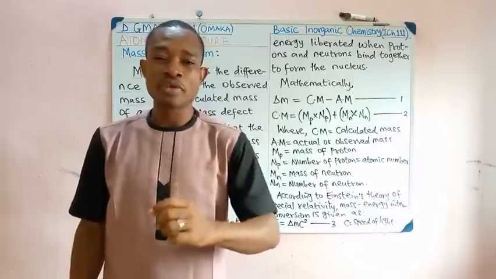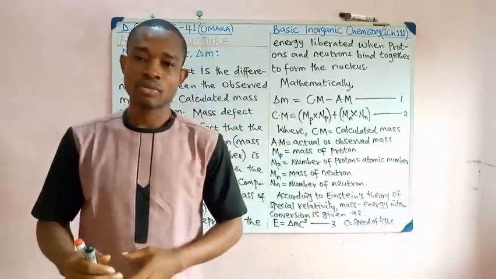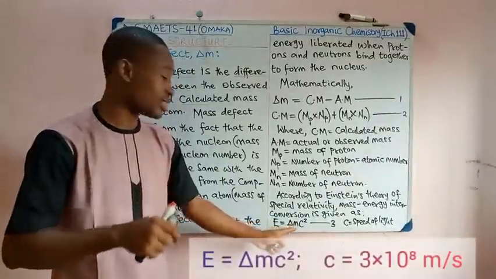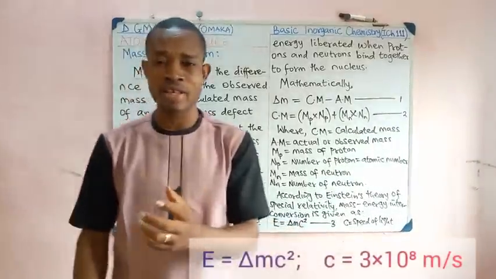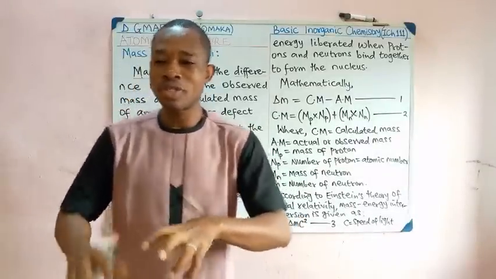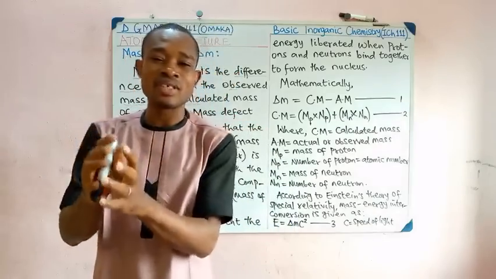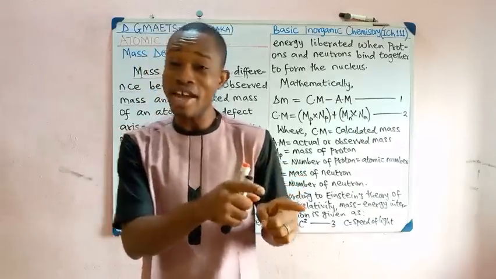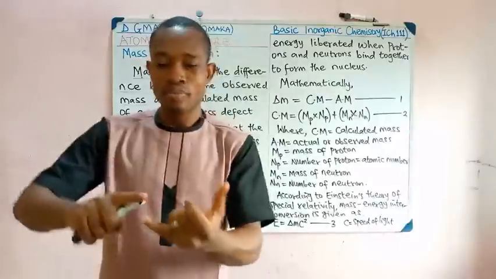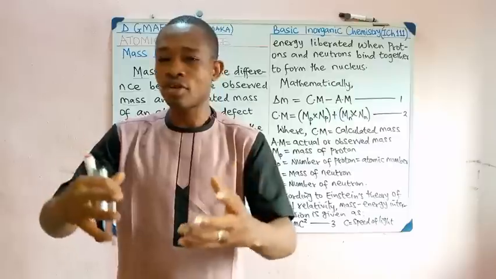According to Einstein's theory of special relativity, there is a relationship between mass and energy. In fact, it is given by this equation: the energy is equal to the mass defect times the square of the speed of light. And you know the speed of light is 3 times 10 raised to the power 8 meters per second. It is possible for mass to be converted to energy. And that tells us that mass defect in a way is also related to energy. Yes, the energy that is given off, that is liberated, when protons and neutrons in the nucleus of an atom combine to give us the nucleus.